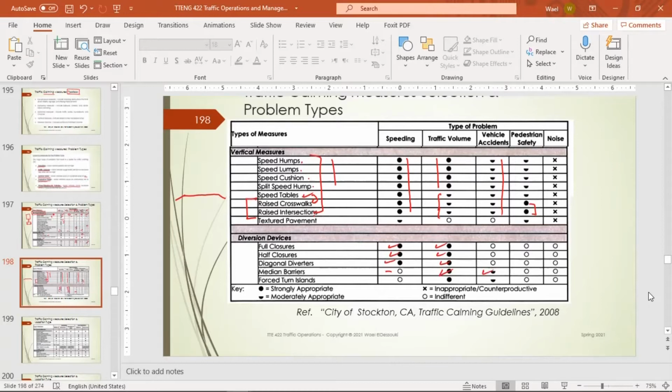Forced turn islands. It's irrelevant for speed, but it's good to reduce the traffic volume and good somehow in reducing vehicle accidents.